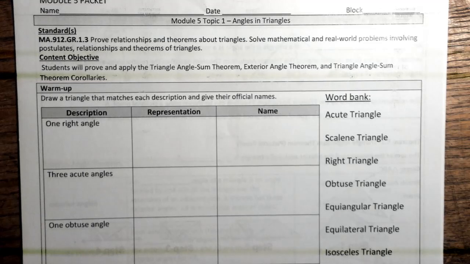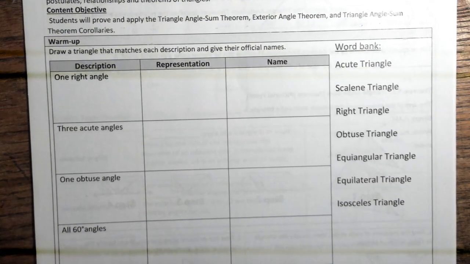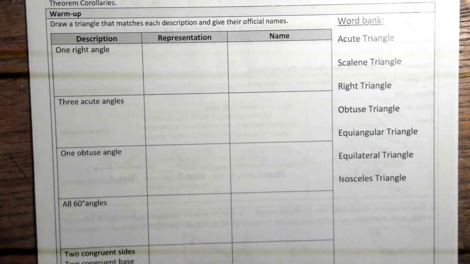So first, the whole page here of this packet is the warm-up. So pause the video here. This little table here has a description in the first column. It wants a representation in the middle column and the name in the third, and we have a word bank to the right. I'm going to wait 3 seconds and then I'm going to continue.